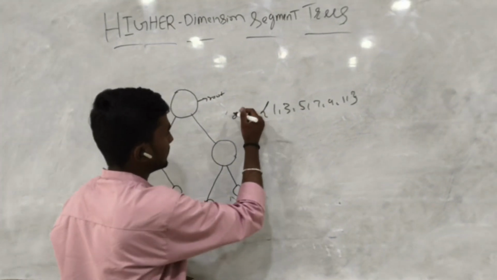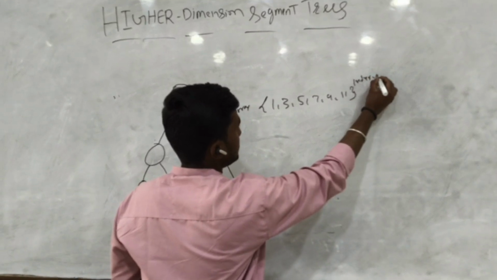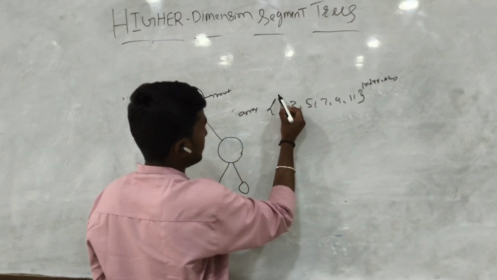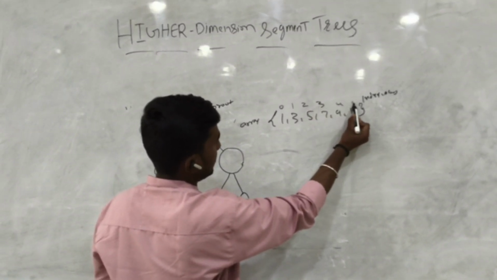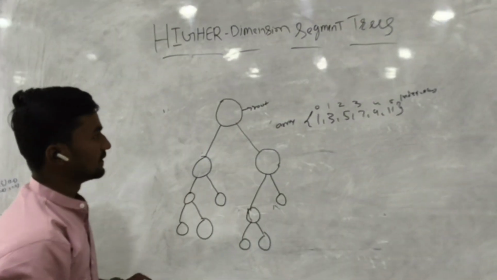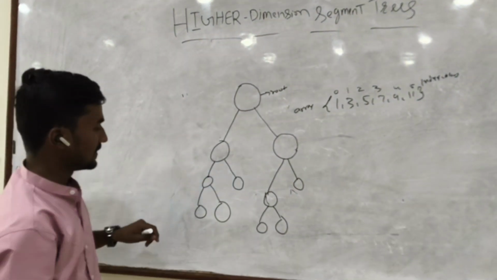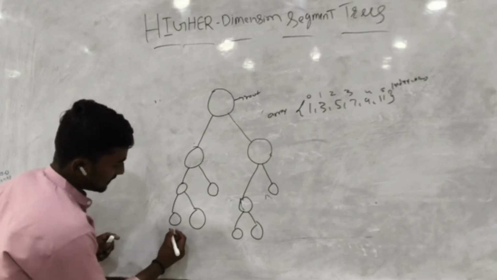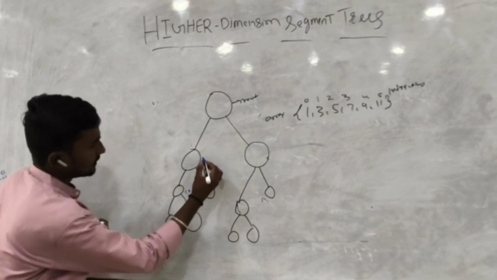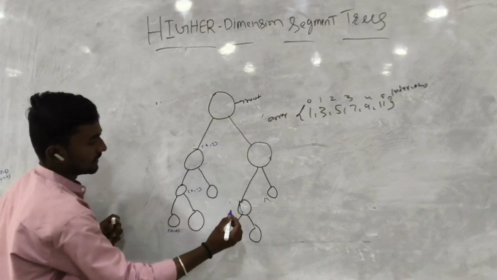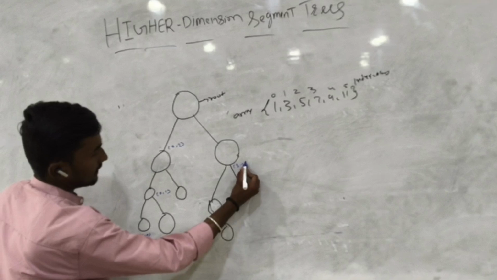First we will go with the index values. The index values start from here: 0, 1, 2, 3, 4, and 5. With the help of these index values, we will solve this tree. First consider here 0 to 0. Here 0 to 1. Here 0 to 2. Here it is 3 to 4. And here 3 to 5.